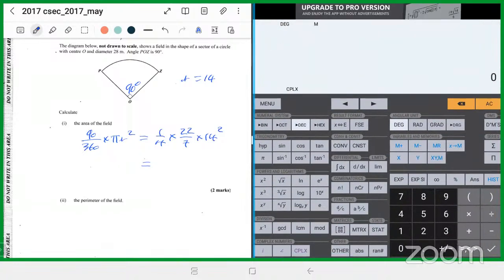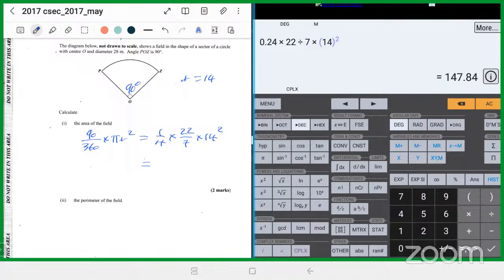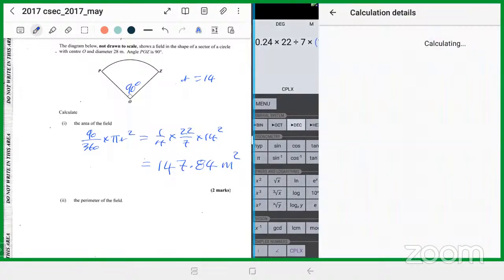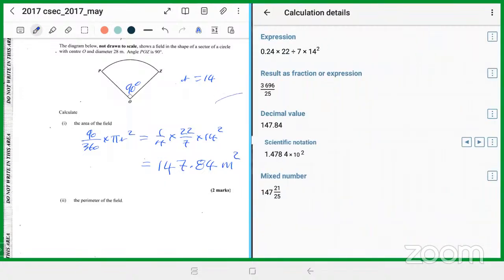All right. So the quarter, 0.25 times 22 divided by 7 times 14 squared. I'm getting 147.84 meters squared. Let me see if I get to that fraction. All right, let's leave it as that.